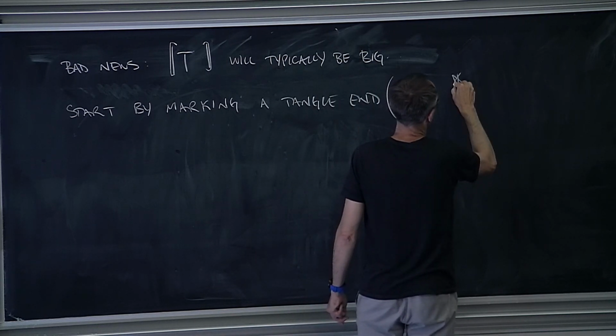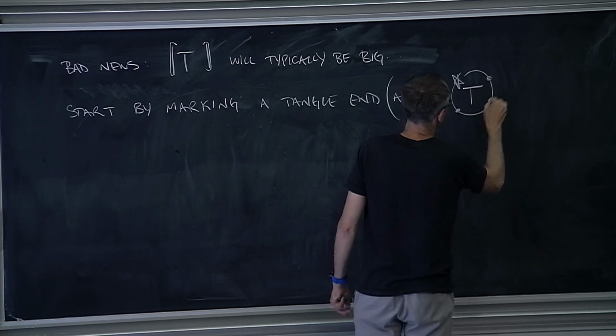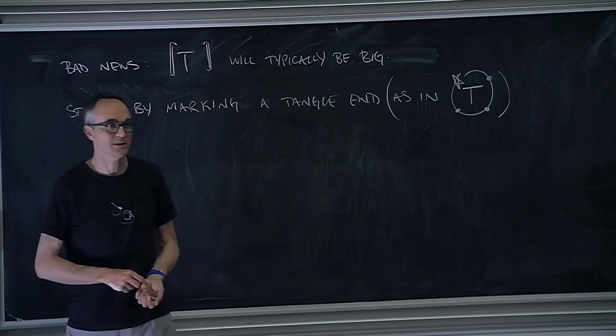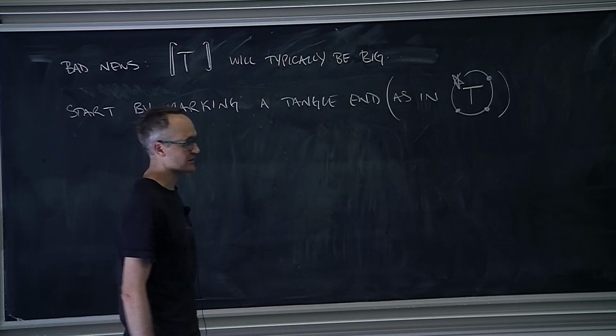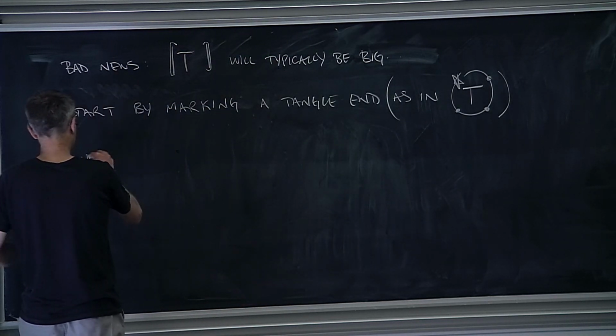So I'll typically mark the upper left. So I have these 4 endpoints. I'm going to distinguish one of them. Remember that the possible choices are related by mutation, so this isn't a crazy thing to do. And now I want to add a new formal variable.